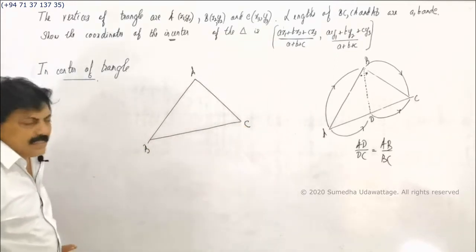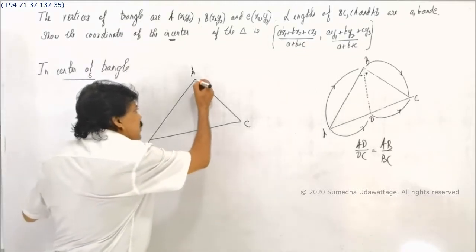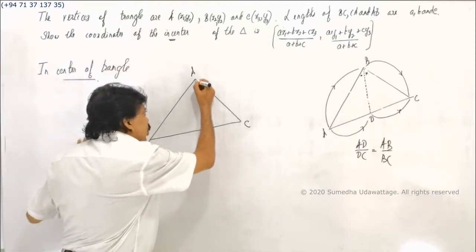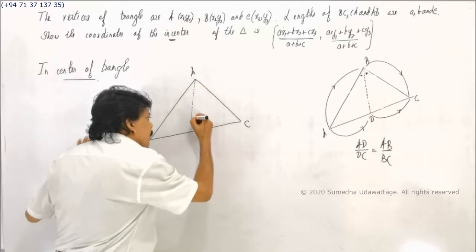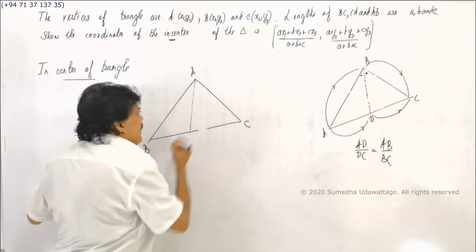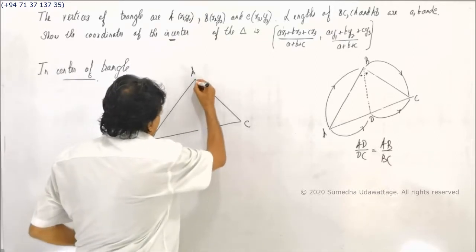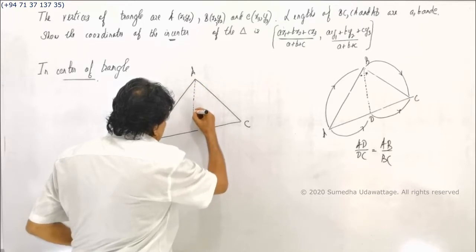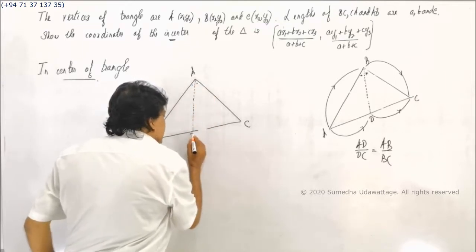I'll first take the O-level geometry part of the question. I draw the bisector of this angle. It cuts the opposite side at D.